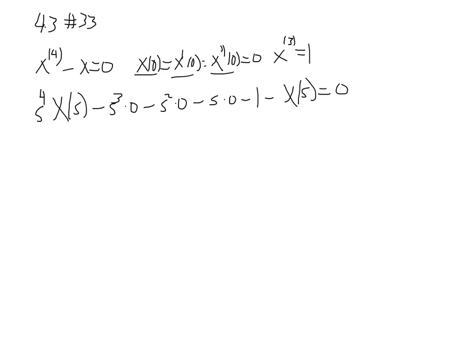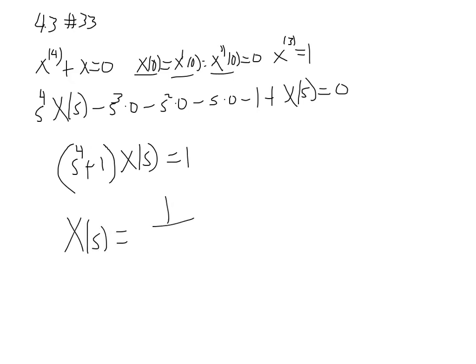That gives us s to the 4th minus 1 times capital X of s equals 1. Alright, just realized I was going to get the wrong answer, and that's because I copied it down wrong. That was a plus, which makes that a plus, which makes that a plus. Alright, so getting the capital X all by itself, we have that.